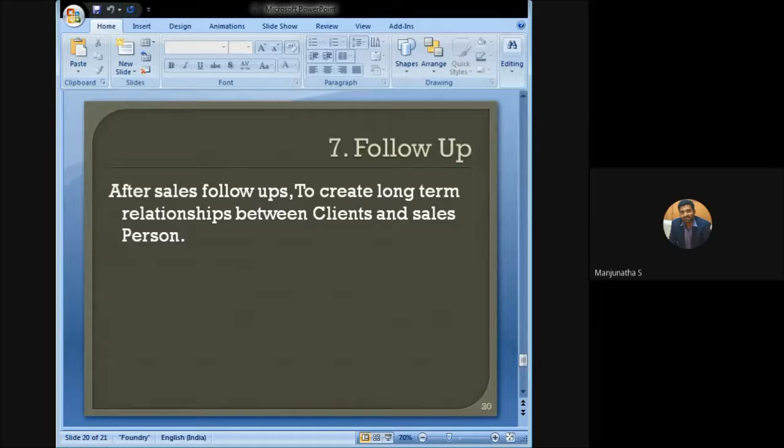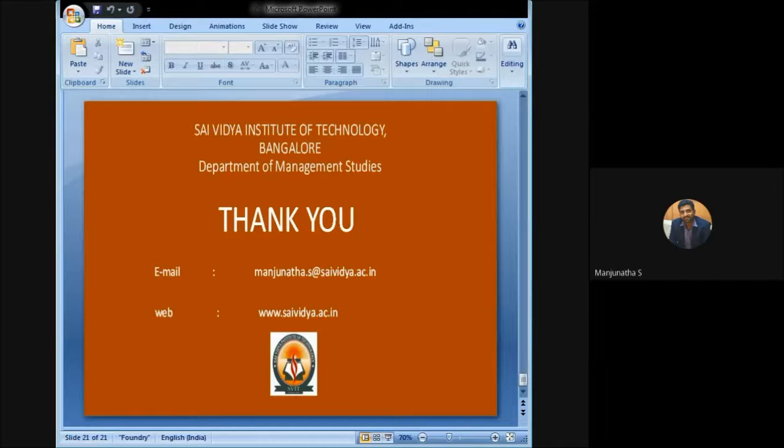Definitely the after sales or follow up process brings a positive image, a positive brand name, and reputation will be created, and it will also affect the whole process. Definitely there will be loyal customers, and they may also give references for new customers. All of that may happen in this follow up. Then the whole selling process is completed. So we are going to wind up this video.